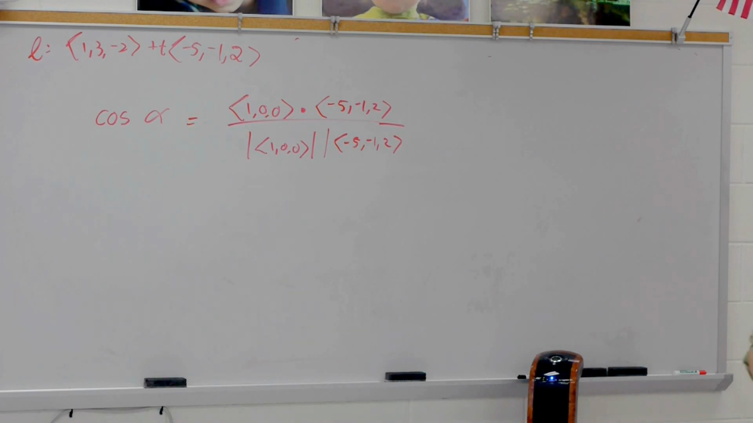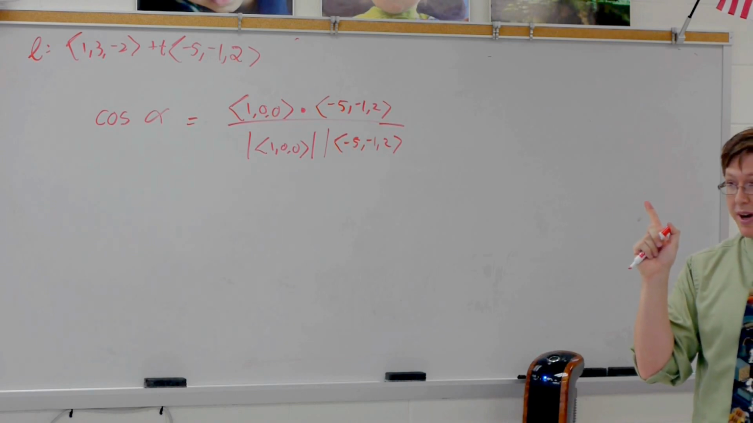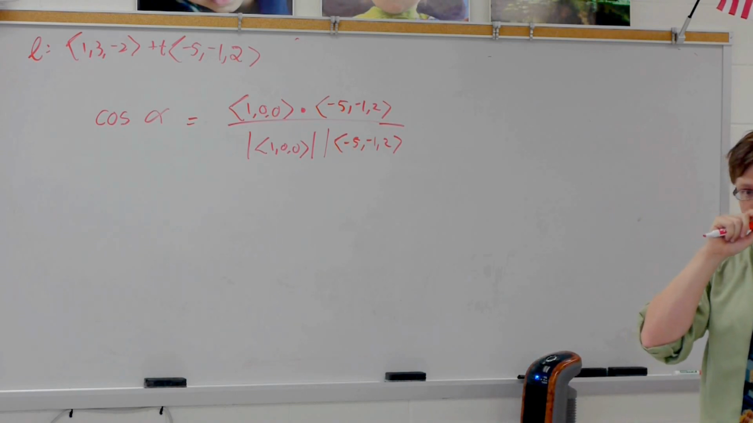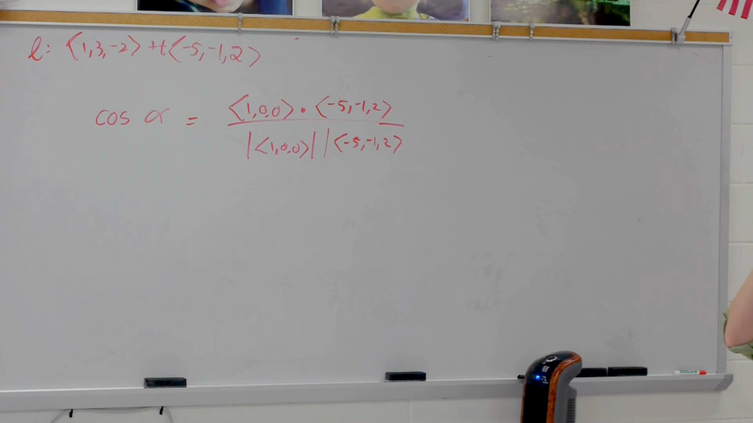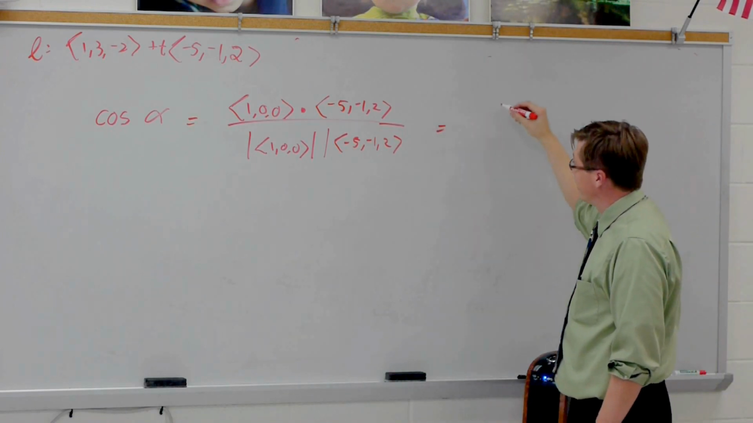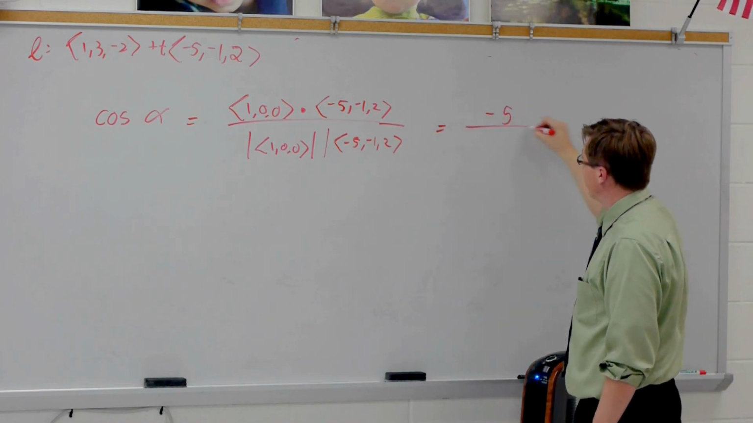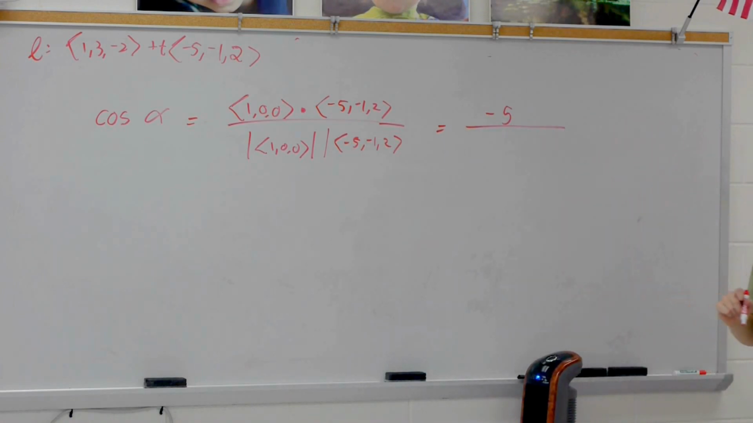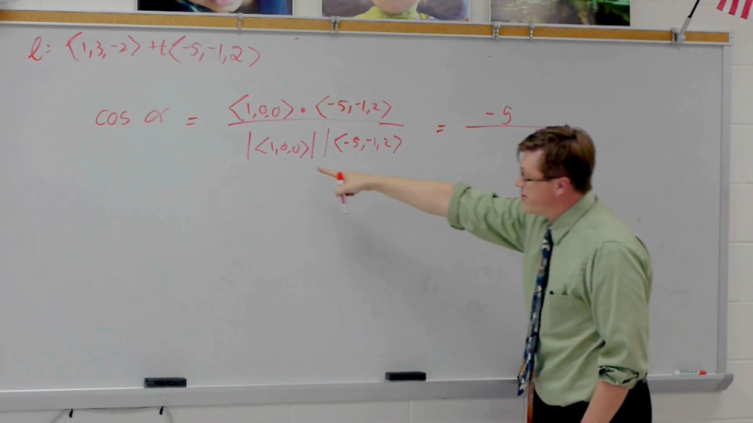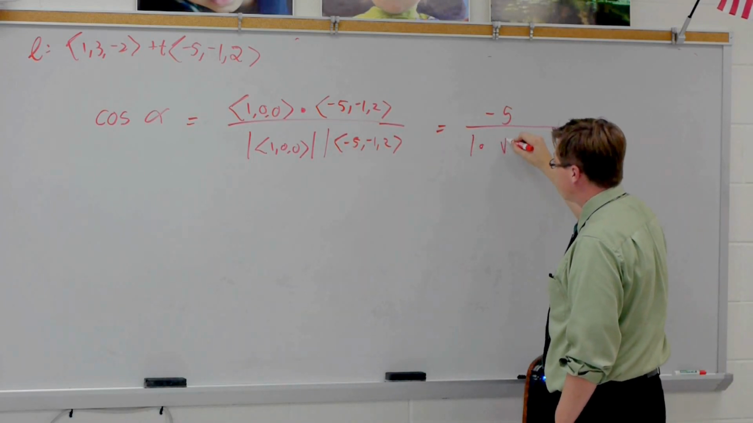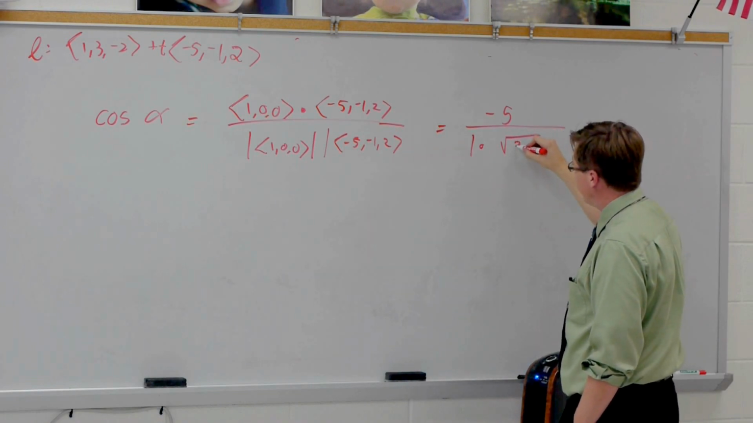So I take the dot product of my direction with 1, 0, 0. Where are you getting the 1, 0, 0? That's the x-axis. Oh, okay. Now, this dot product's easy. What is that dot product? Just -5, over, well, this is 1, and that's going to be root 30.